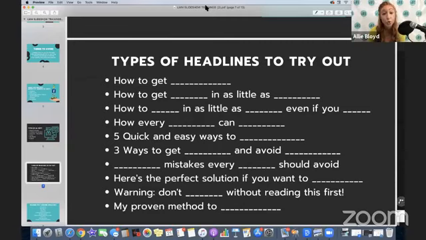How every local business owner can successfully market online. 5 quick and easy ways to master Facebook advertising. 3 ways to get blank and avoid blank. 3 ways to get a stronger return on investment from your advertising spend and avoid wasted money and loss. Blank mistakes every blank should avoid. Facebook advertising mistakes every local business owner should avoid. So all of these are very simple.